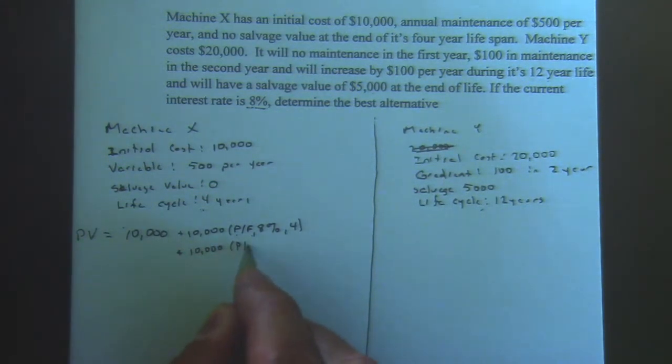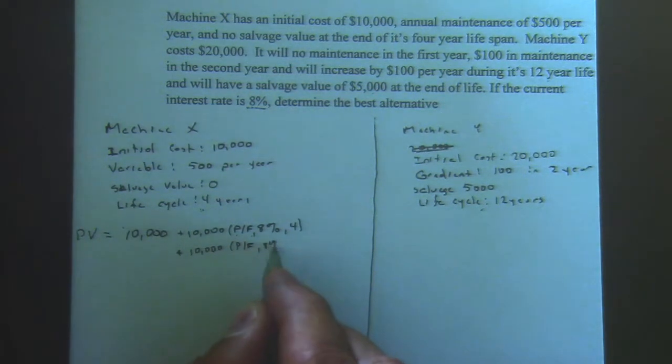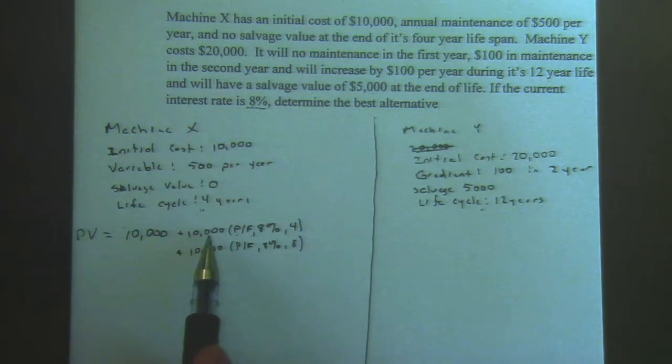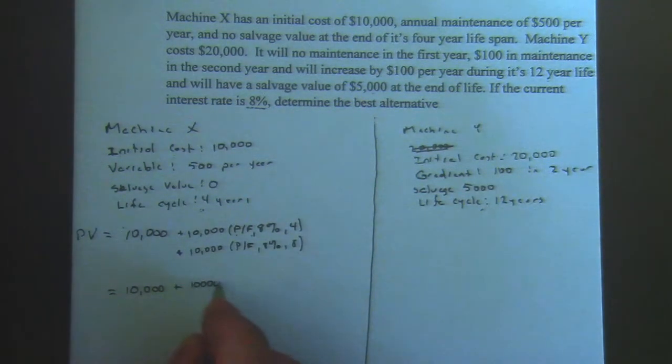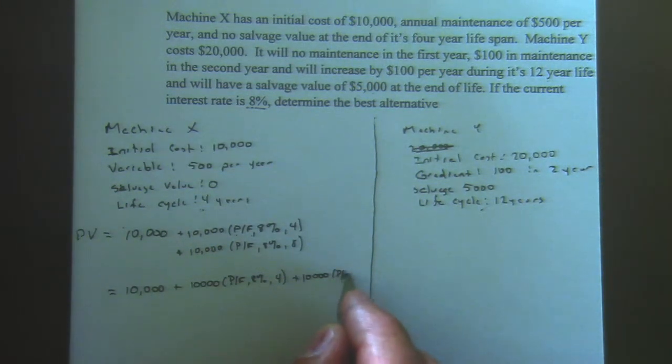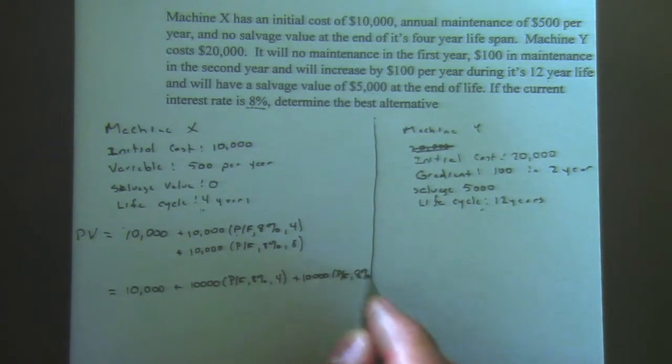We're going to have to figure out the present value of some future investment at 8% interest after 8 years, because the tool is replaced at the end of the 4th year and at the end of the 8th year. It only has a 4-year life cycle. So that means that the present value of the cost of the equipment is going to be $10,000 plus 10,000 times P given F of 8% for 4 years, plus $10,000 times present given future of 8% for 8 years.